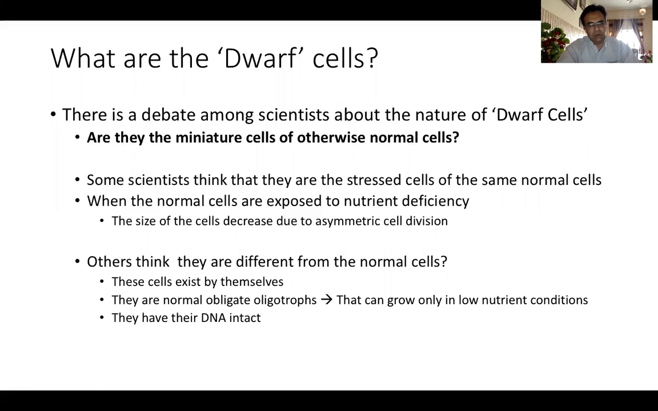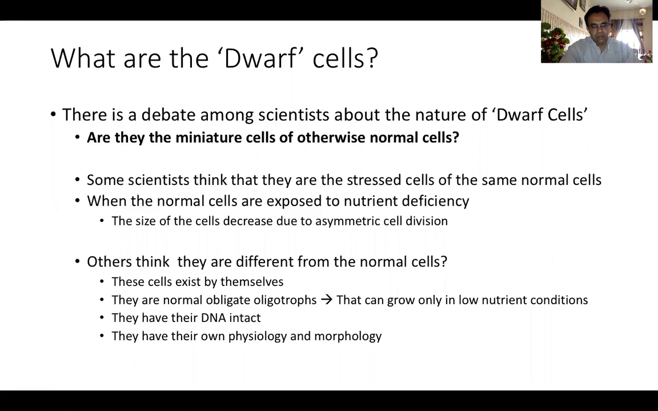And they have their own DNA intact. And this is what we have already seen, that when we analyze soil, we see a huge number of communities with their sequences which are uncultured. So because they have their own DNA, I mean, they are different from the normal ones. So they have their own physiology and they have their own morphology. So this is the second hypothesis.